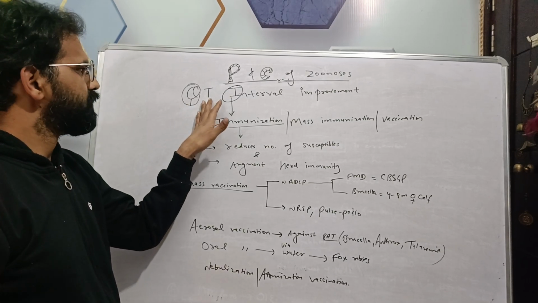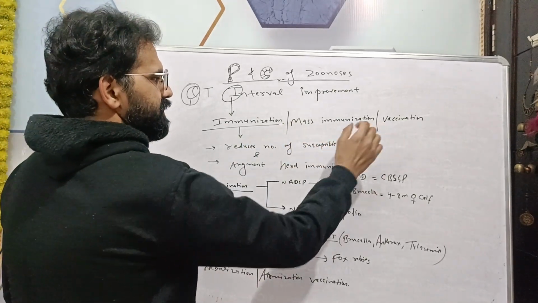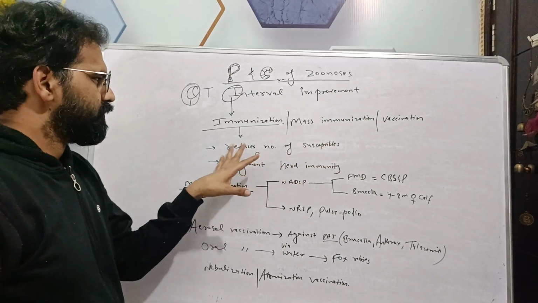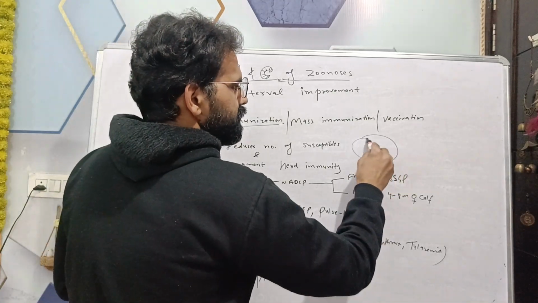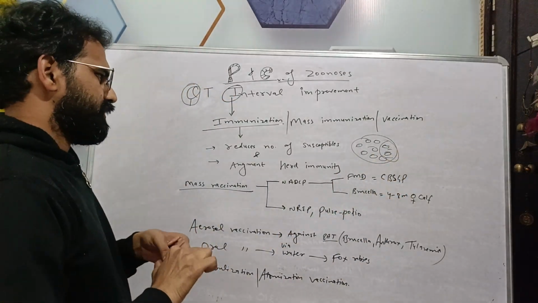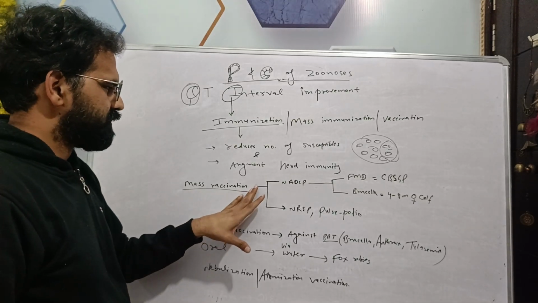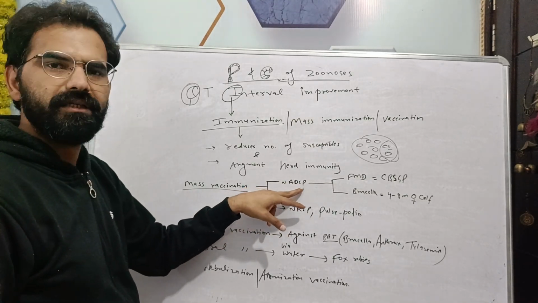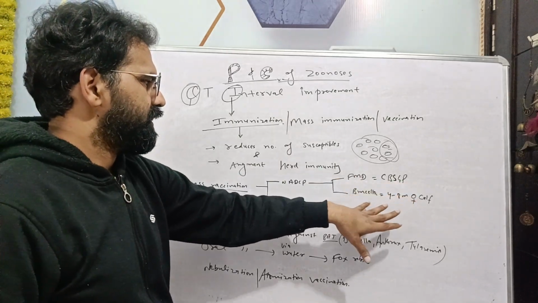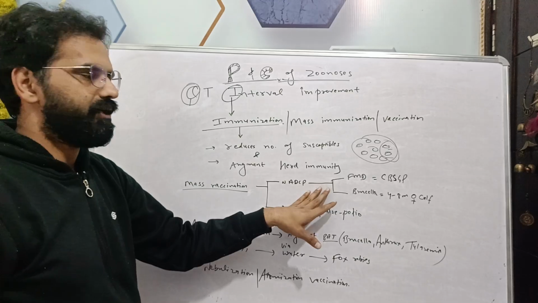After quarantine and test and slaughter, the next approach is immunization, also known as mass immunization or vaccination. With the help of immunization, we can reduce the number of susceptibles in a herd, which leads to an increase in herd immunity. The current program is the National Animal Disease Control Program for FMD and brucella. It covers cattle, buffalo, sheep, goat and pig, and in the brucellosis control program, mass vaccination of 4 to 8 month female calves is going on.